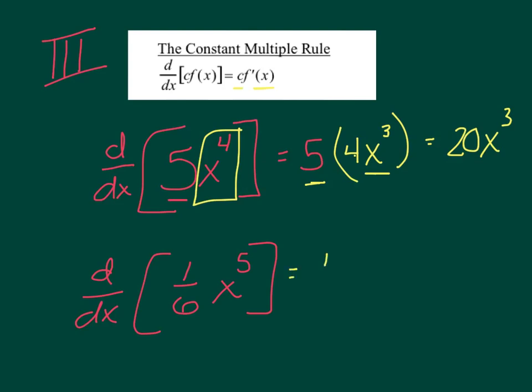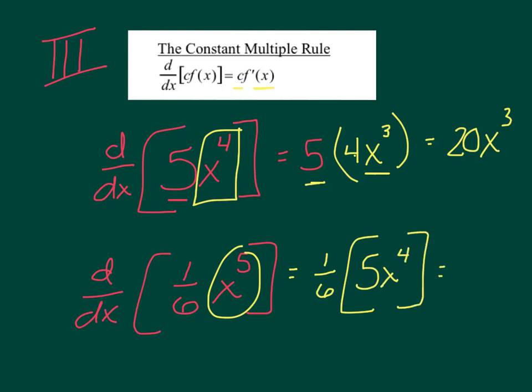I'm going to say leave my 1/6 alone. The derivative of x to the 5th is 5x to the 4th. And now let's just watch our multiplying. Remember, when you multiply fractions, you multiply the tops and bottoms. Now 5 is really a fraction. Every whole number can be a fraction. It's that over 1. So the top gets me 5 over 6, x to the 4th.